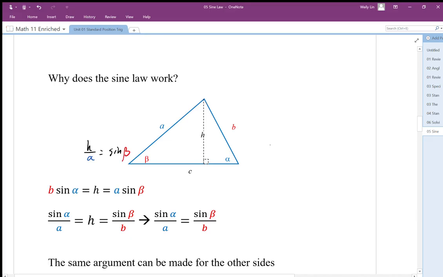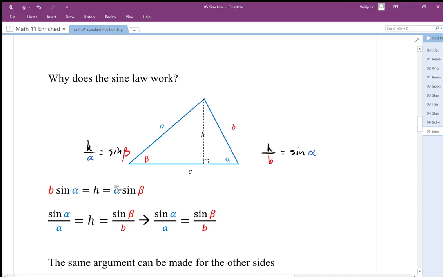Or in other words, we can say that the height divided by length B is equal to sine of alpha. Okay, so this expression becomes this one here. This expression becomes this one here. And we can make them equivalent to each other.